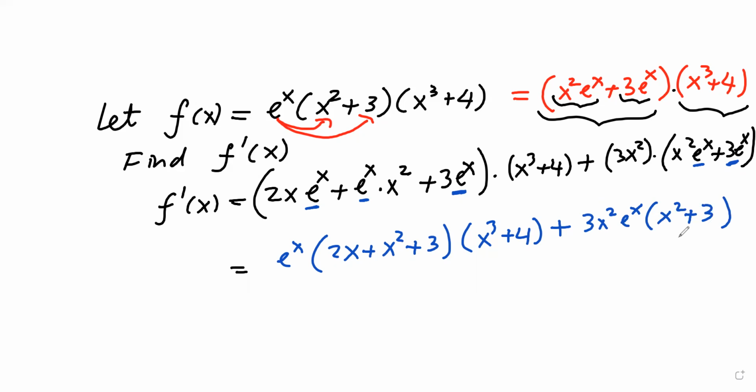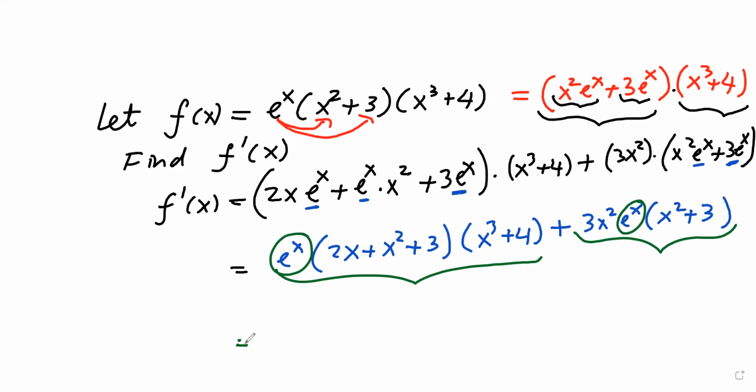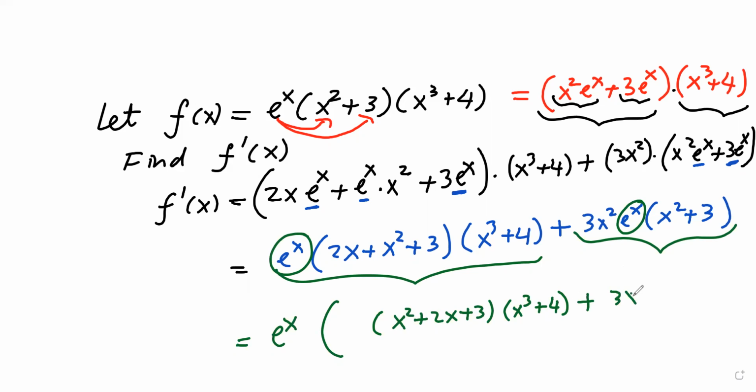Now I noticed another thing here. So now when I look at this term, there is an e to the x. And when I look at this term, there is also e to the x. So I can factor e to the x again. So that gives me x squared plus 2x plus 3 multiplied by x cubed plus 4, and then plus, and the other one gives me 3x squared plus 3. That's like this.